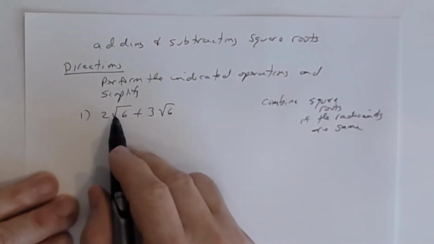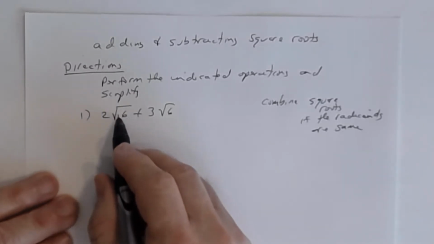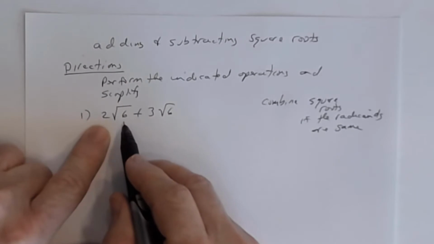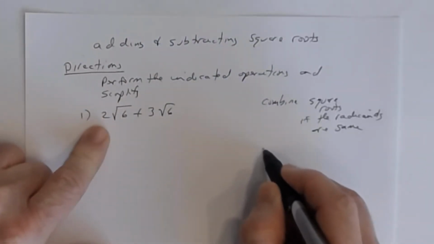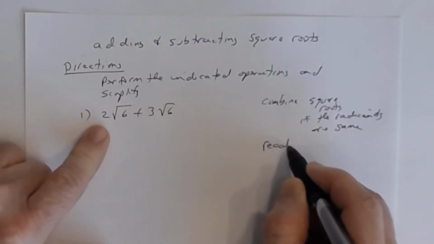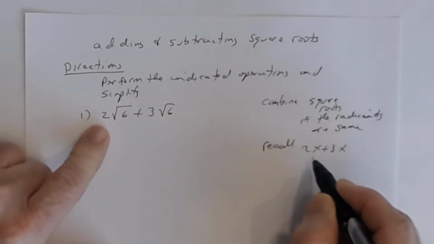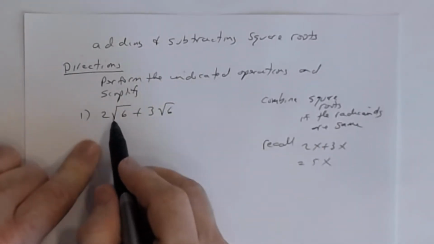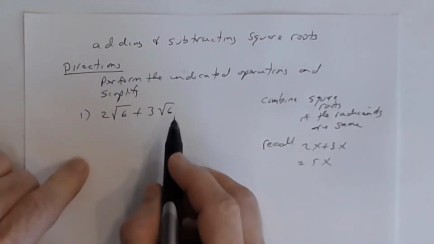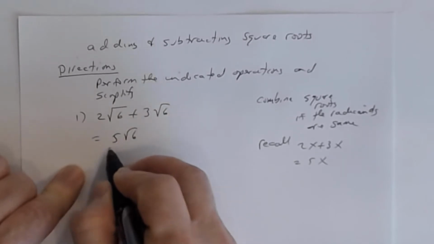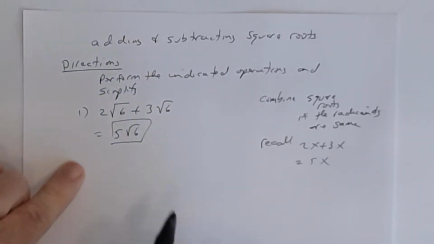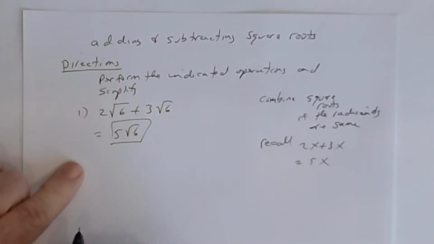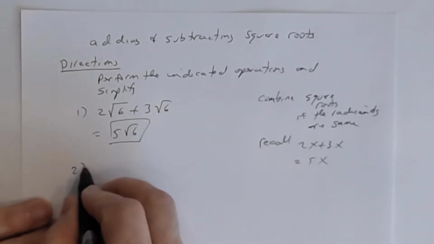So notice square root, square root. The radicand 6, the radicand 6. So it's kind of like saying 2x plus 3x. Recall, 2x plus 3x are like terms, so that's just 5x. Same thing here. 2 square root of 6 plus 3 square root of 6 is 5 square root of 6. So that's your answer. And you cannot simplify the square root of 6 because the only perfect square that goes into 6 is 1.